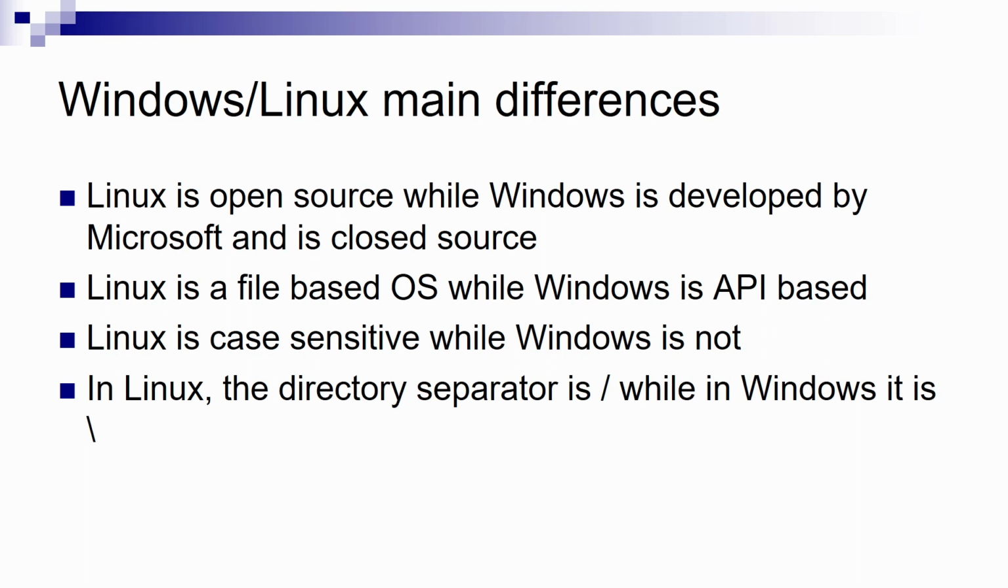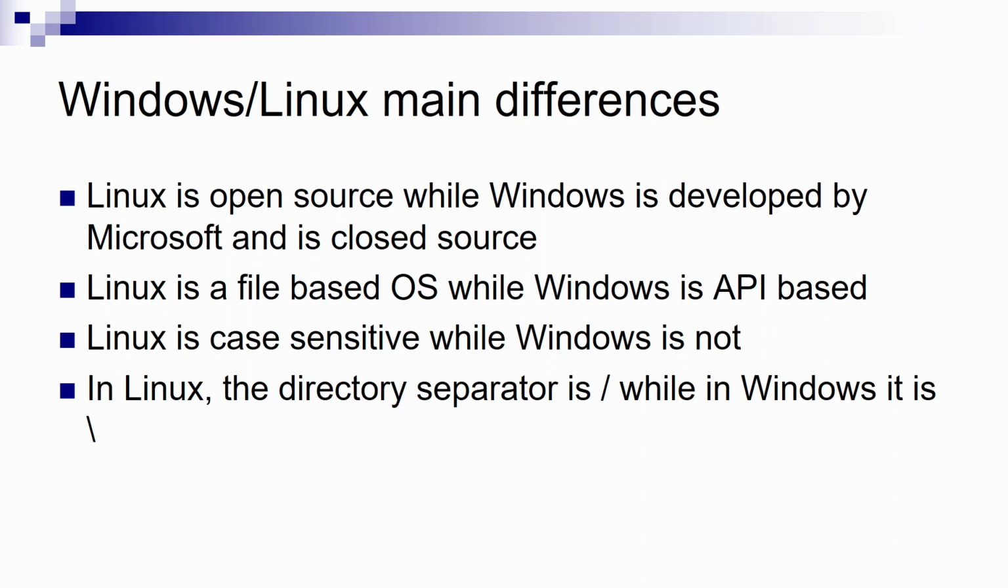The first thing, to get it out of the way, Linux is open source, Windows is closed source because it is developed and sold by Microsoft. So the only way to get the Windows source code is to hack the Microsoft servers, while the Linux source code is freely available.